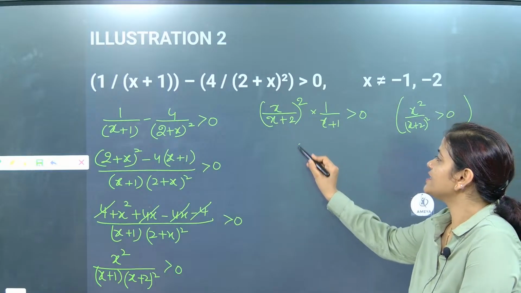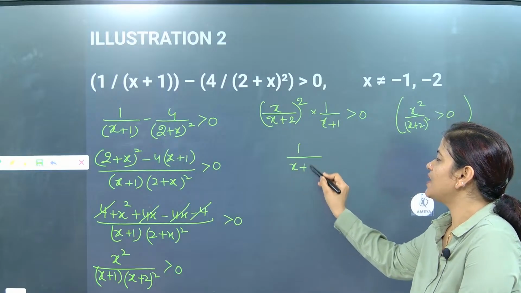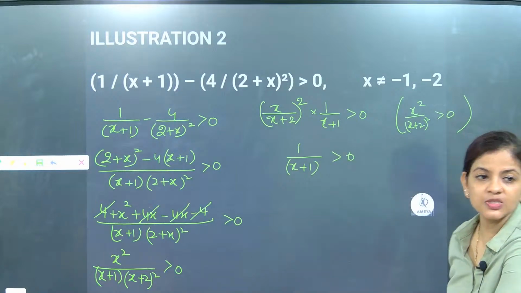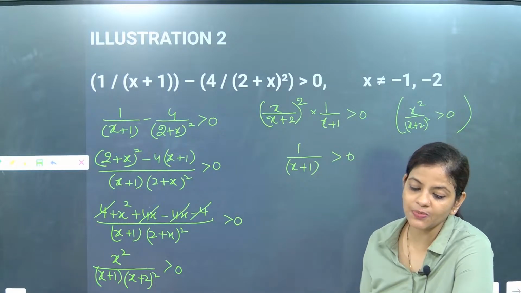So here it is coming as 1 by x plus 1. Understood? What is left here is 1 by x plus 1. So when it is 1 by x plus 1, what happened?